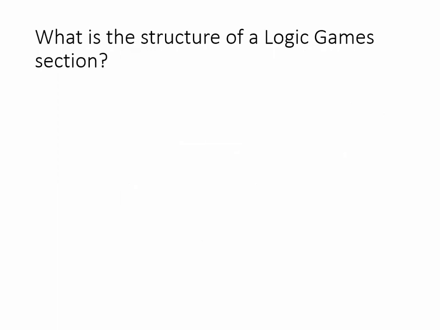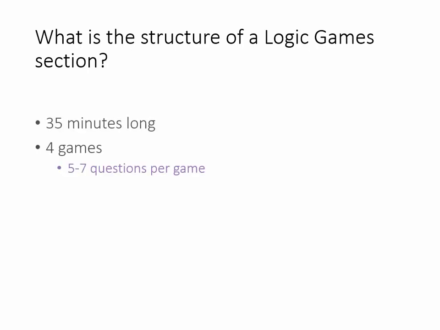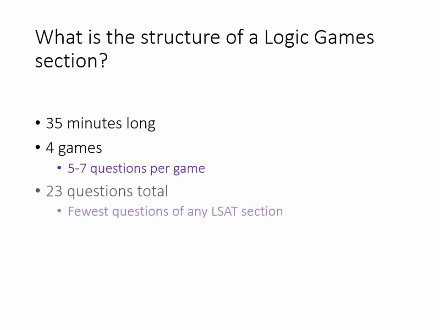So now that we understand a little bit about how logic games fits in with the LSAT as a whole, let's look at the structure of a logic games section. Like all sections of the LSAT, logic games is 35 minutes long. It always consists of exactly 4 games, each paired with a set of 5 to 7 questions. Historically, the number of questions in this section has varied slightly, but it's always been in the low 20s. In the most recent years, there's consistently been 23 questions in the logic games section.